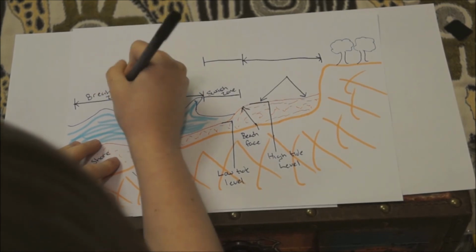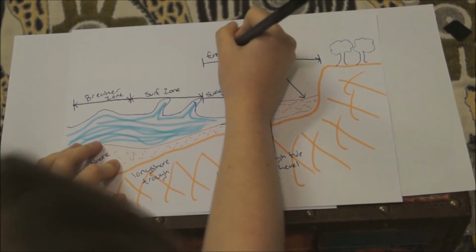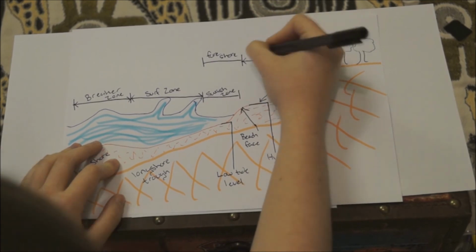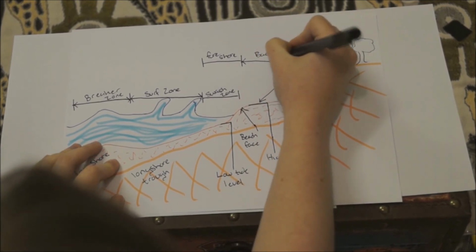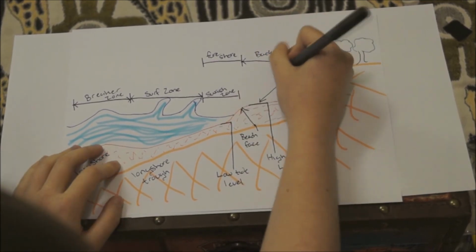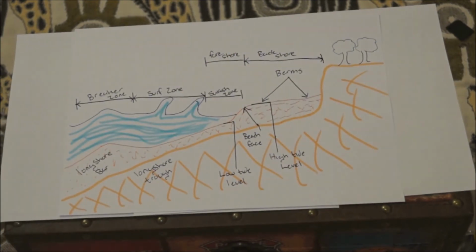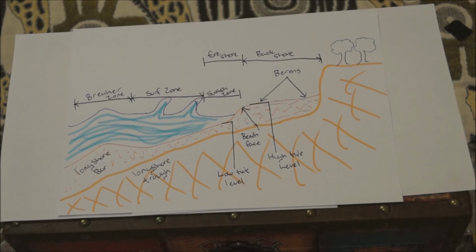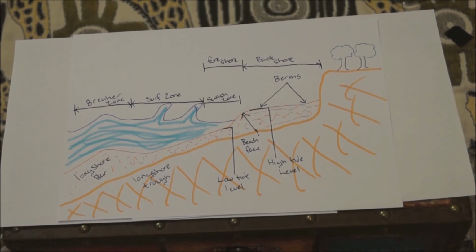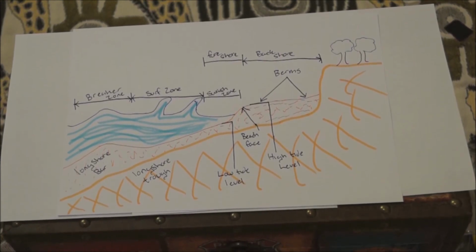You also have the backshore and foreshore. These are another classification of where on the beach you are. The backshore is more at the high tide level, whereas the foreshore is more at the low tide level. There are also the berms. These are all the classifications of the beach that you can see on an everyday basis, even though you don't take much notice.